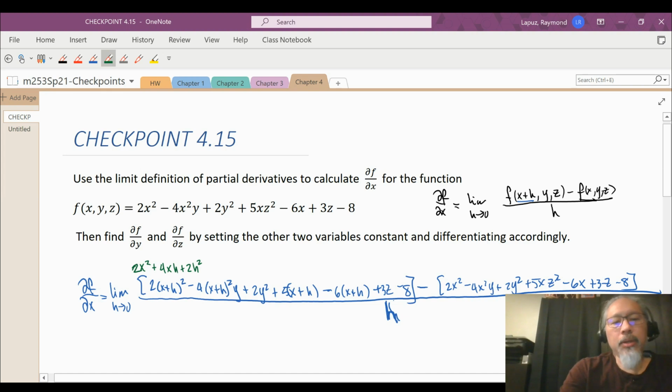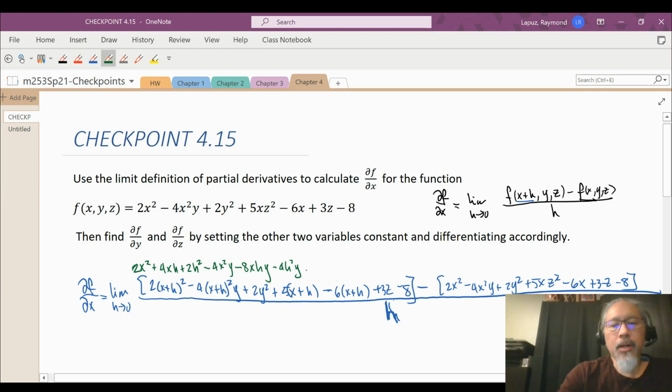Now we have a 4, and we have to expand x plus h quantity squared and then multiply it by y. So we're essentially multiplying by negative 4y. So minus 4x squared y. That's the first term. The next term is 2xh times 4 is 8, negative 8xh, and then we have that y that we're tacking on. And then the last term is negative 4h squared times y.